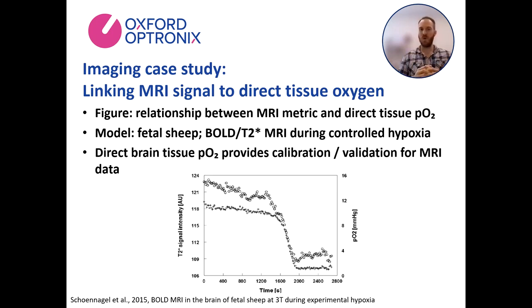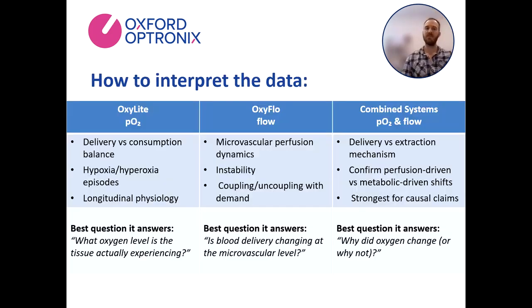We've seen flow only, oxygen only, and combined examples, so let's make the framework a bit more explicit. And finally, this is the how to interpret what you just saw slide. So the OxyLite on its own gives you tissue PO₂ in millimeters of mercury and provides a direct readout of local oxygen availability. It's excellent for capturing hypoxia and hyperoxic episodes and for longitudinal physiology. And as you saw in the TBI and seizure study, continuous oxygen alone can be enough to uncover mechanism-relevant physiology.